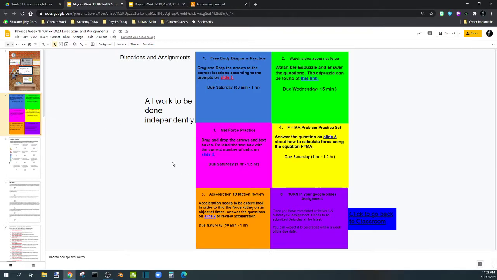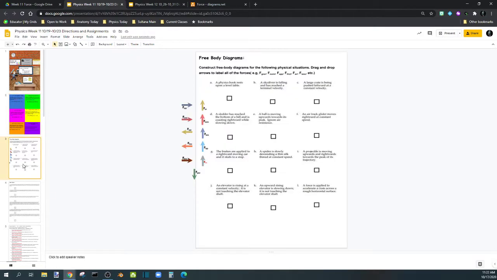You have some free body diagram practices this week. You have an Edpuzzle on net force. You have a net force practice, and then you're going to practice force equals mass times acceleration and those problem sets. And then you have some review on acceleration in 1D motion so that we can start applying those acceleration equations to force. So let me go ahead and get started and show you how to complete this.